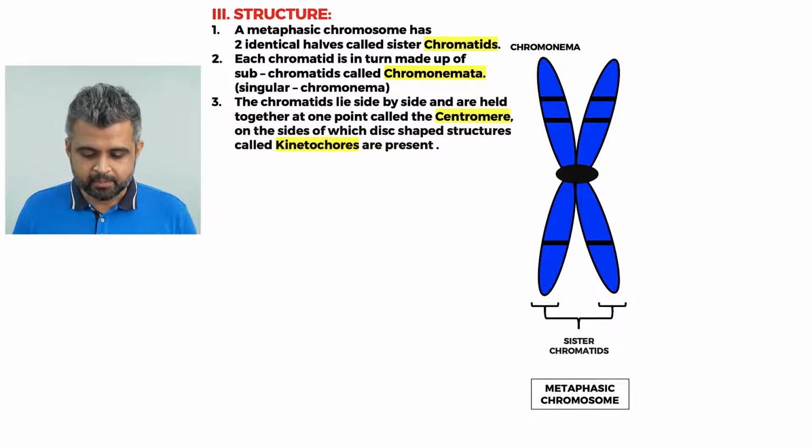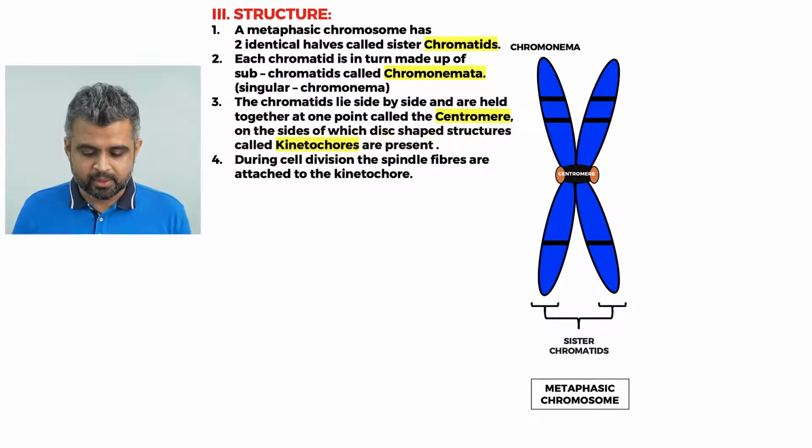The chromatids lie side by side and are held together at one point called the centromere, which you already know. And on either side of this centromere are disc-shaped structures called kinetochores. So you know that here is the centromere in the diagram. I hope you can see that, the black part, that is the centromere. And next to the centromere, what you see in orange, are the kinetochores. So from the chapter of cell division, you know that during cell division, the spindle fibers are attached to the kinetochores.